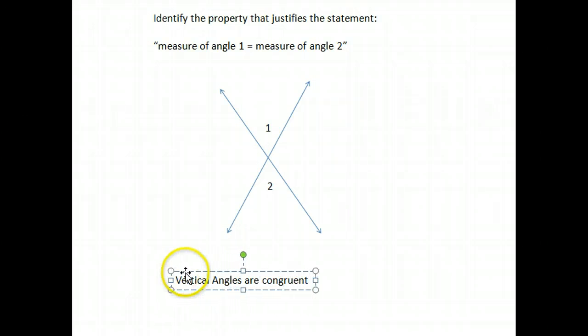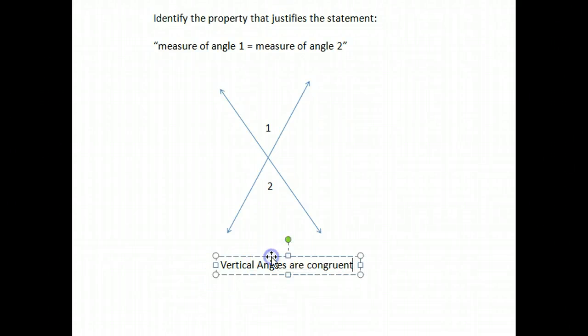And depending on which textbook or which course you use, they may state it differently. But basically the property that allows us to know that is that we have a definition that says vertical angles are congruent. So that is why we are allowed to do that. They may say definition of vertical angles or just vertical angles are congruent. The reason angle 1 and angle 2 were congruent in this picture is because they were vertical angles. That would be our justification.